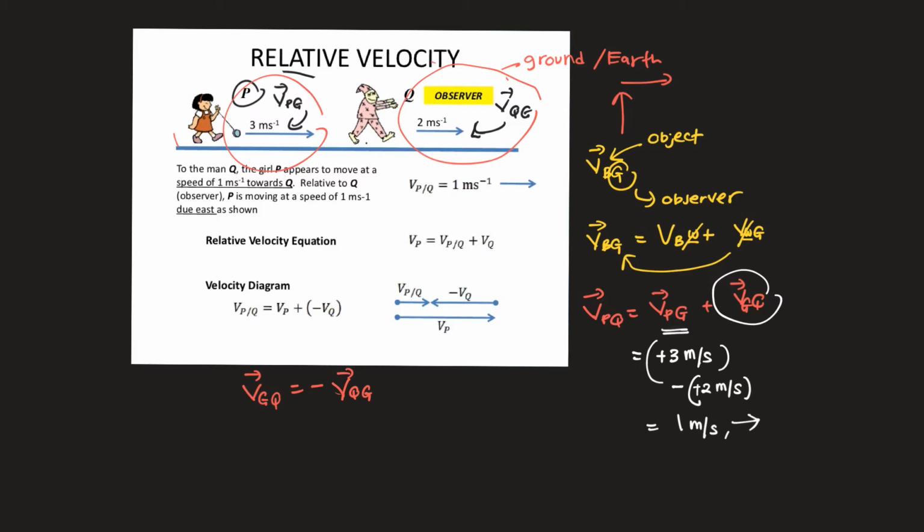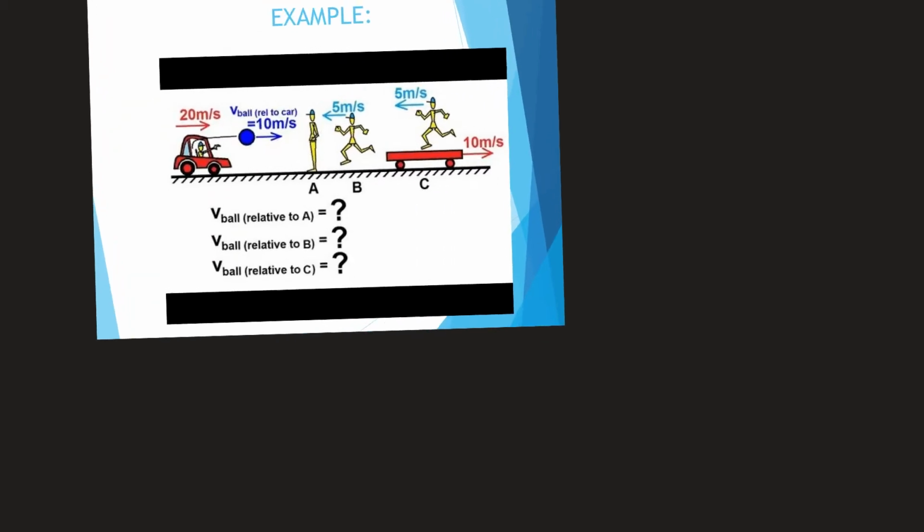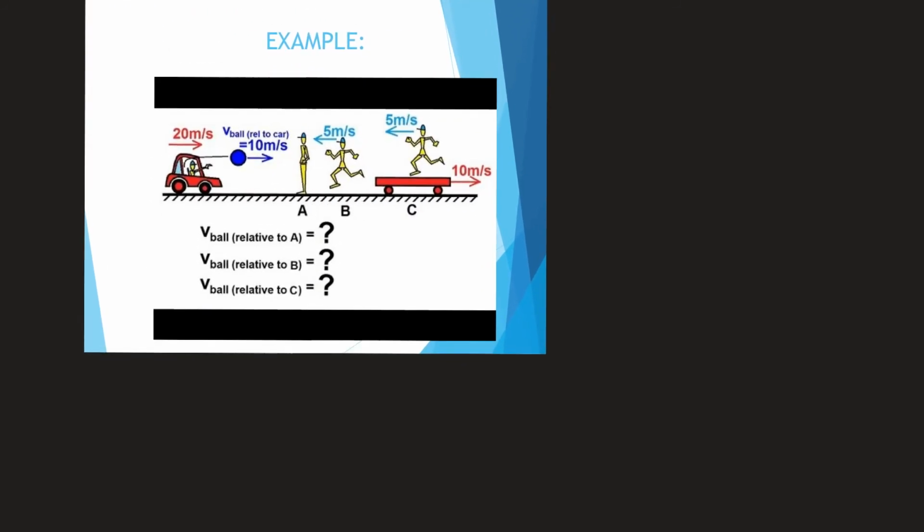Okay, let's try another question. As you can see, we need to find the velocity of the ball relative to A, B, and C, and the situations of the person observing are different. Person A is basically just sitting there, and person B is running towards the ball at 5 meter per second, and person C is running towards the ball at 5 meter per second, but running on a moving trolley. So we need to find the velocity of the ball relative to A, B, and C.